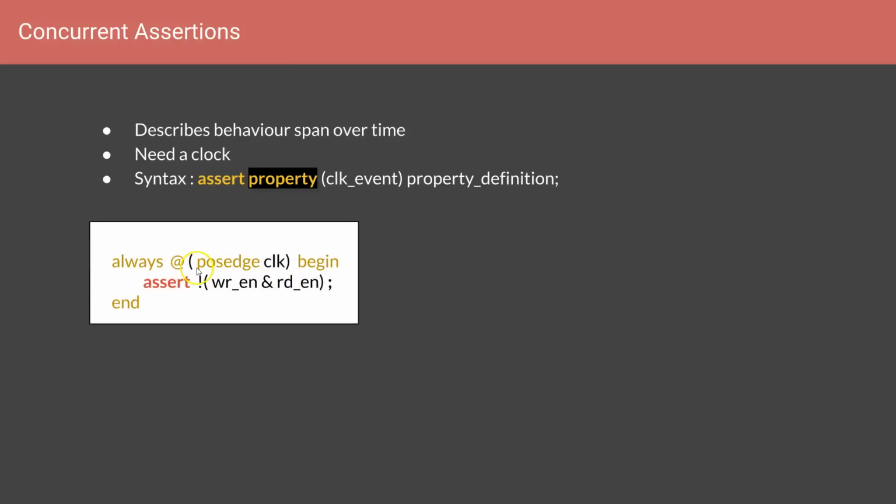This was an example from the previous session where you wrote an immediate assertion. It was written in an always block and it was checking whether both write enable and read enable are not asserted at the same clock or not.